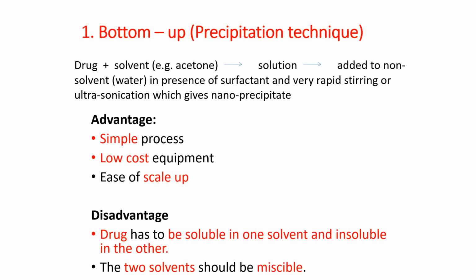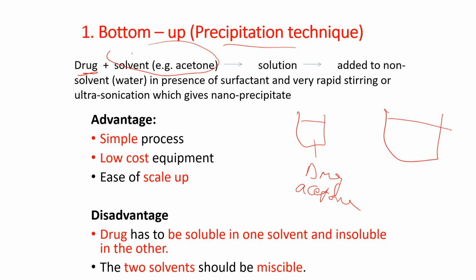The first one is bottom-up technology, or precipitation technique, very similar to solid dispersion. You dissolve the drug in a solvent, for example acetone, which should also be miscible with water. So the drug is dissolved in acetone, and it should dissolve, of course, not be suspended. And here you have water, and this water has much surface active agent to facilitate reducing the size, as we said, and to stabilize the formed nanoparticles.